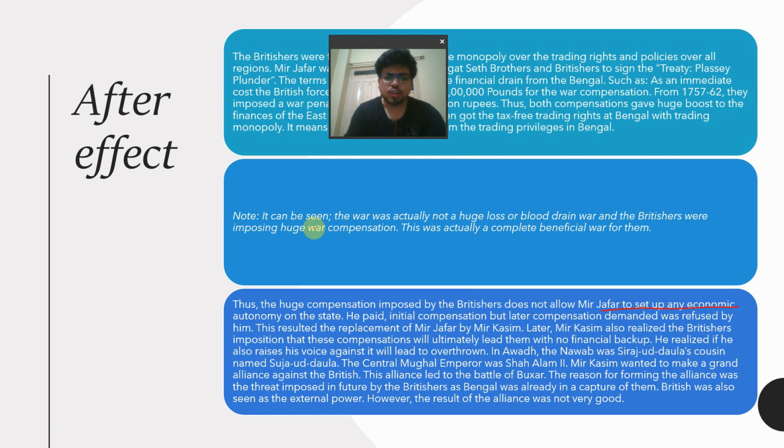Thus, the huge compensation imposed by the British does not allow Mir Jafar to set up any economic autonomy in the state. So he paid the initial compensation, but later refused the compensation demanded, because he understood that they were draining the state and he was useless here. I don't have any power and all. So this resulted in the replacement of Mir Jafar by Mir Qasim.